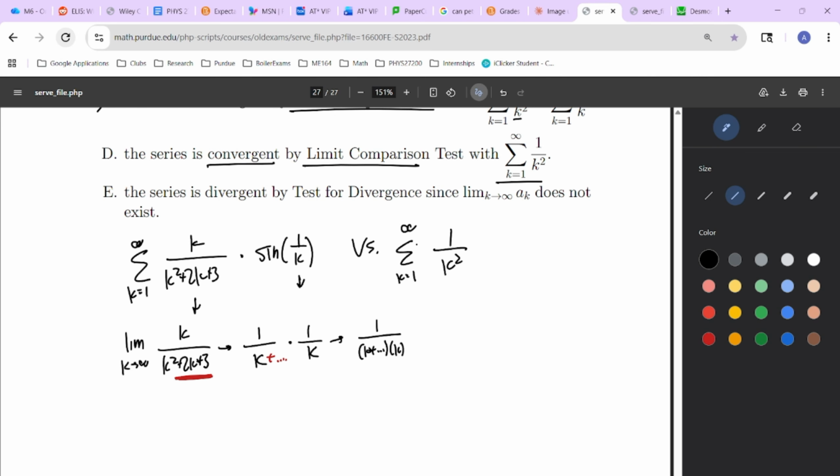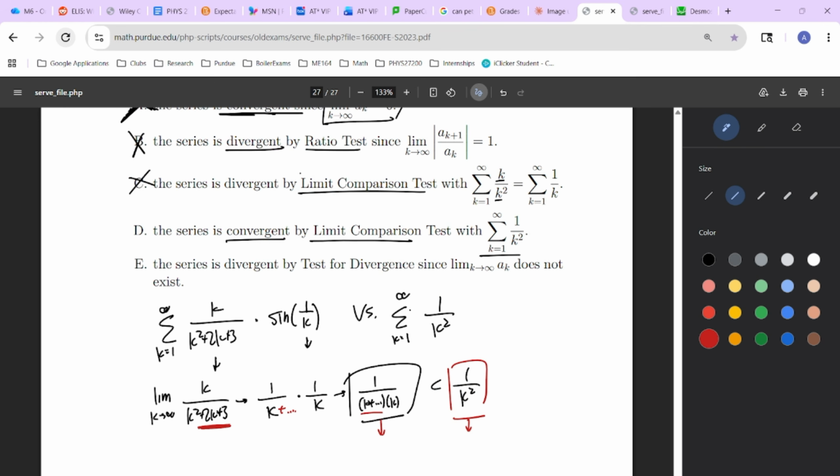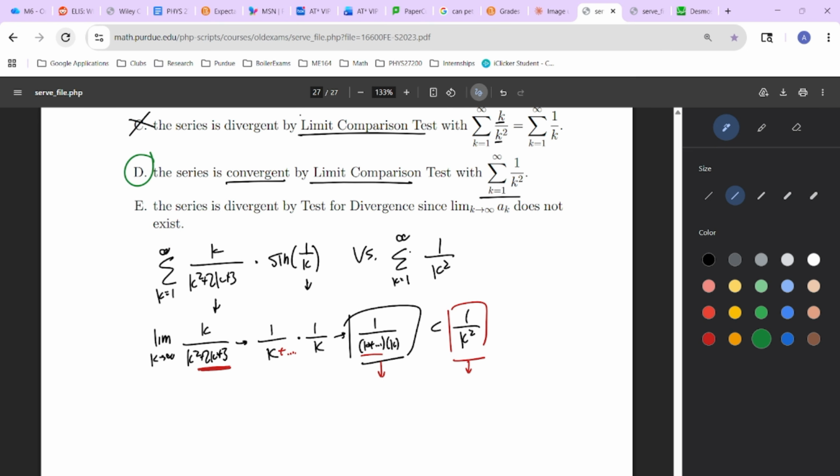If that's the case, then each of these terms must be less than each of the terms in 1 over k squared, because the denominator is just a little bit greater at large values of k than that of 1 over k squared. We already know that this series, by the p-series test, must converge. And if all the terms in this series are less than the terms in the 1 over k squared series, that means that this series must converge. So D might have some validity to it, but let's look at E just to make sure that we rule out any possible answer choice.